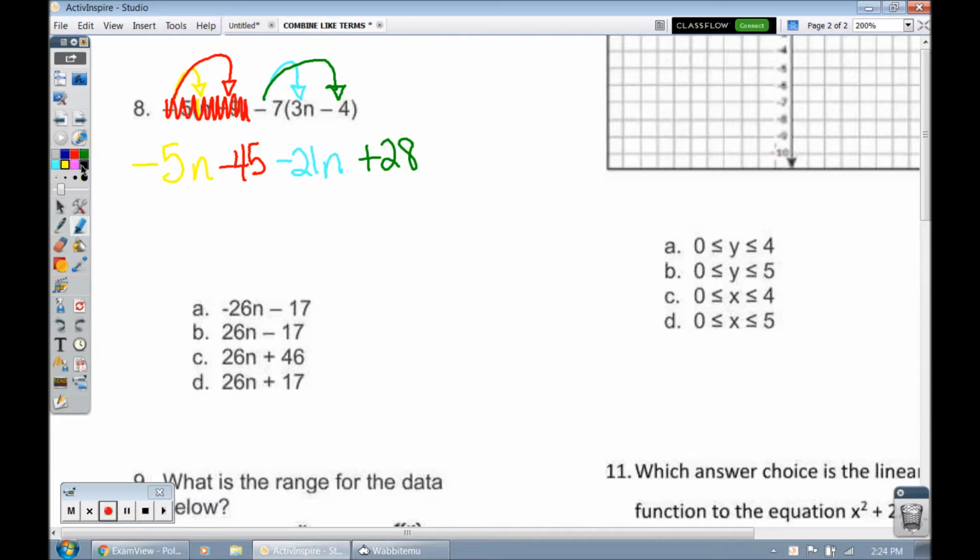Let's combine our n's first. So here's negative 5 and negative 21. So negative 5n minus 21n, that is negative 26n. And then let's look at our numbers here. Negative 45 plus 28, that's going to give you negative 17. And so our answer is A.